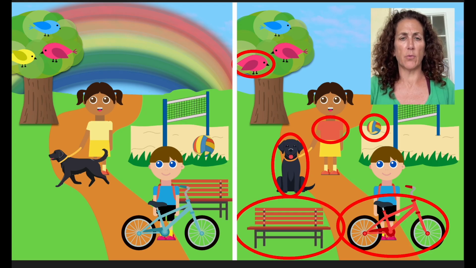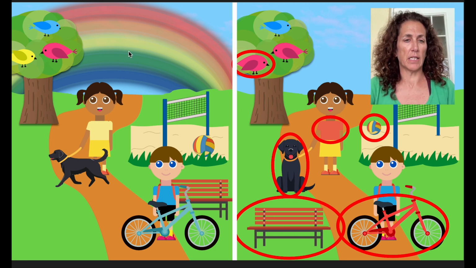So right now we have 1, 2, 3, 4, 5, 6 differences. There should be 7 differences. Can you see the last one? This one is the most obvious.